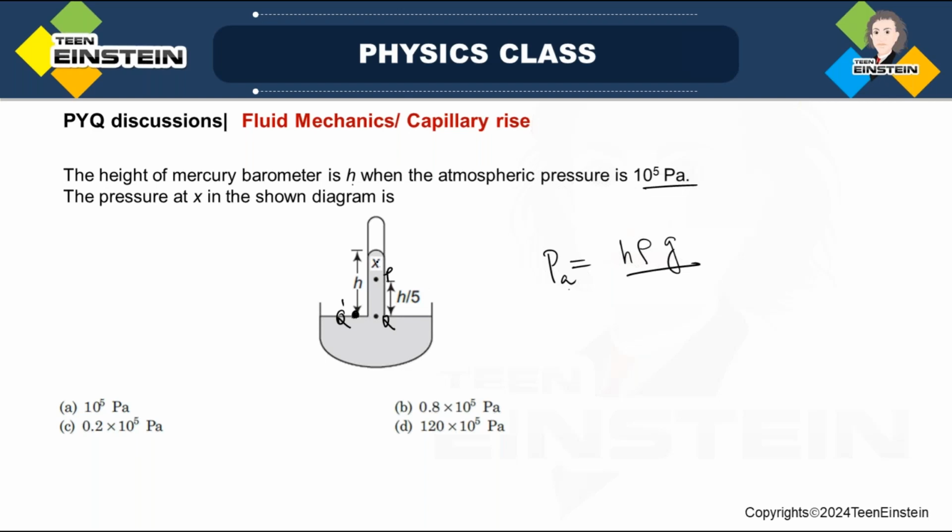Okay, we have to find out the pressure at X. So the pressure at X plus the pressure at P will be exactly equal to the pressure of the total liquid column, right?